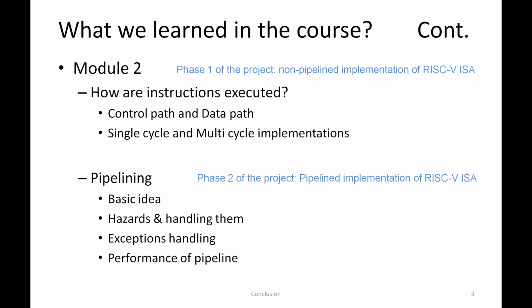When it comes to the lab part, we had the phase two of the project, which was converting the non-pipeline implementation to a pipeline implementation. Basically, it was designed to give you hands-on experience on all the issues that we typically see in a pipeline implementation. So whatever you have read in the theory, you had an opportunity to implement that in your own code, right, in your own processor that you were building for RISC-V ISA.